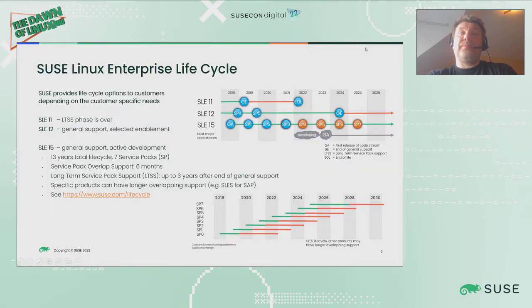So let's talk about SUSE Linux Enterprise lifecycle. We have three families that are currently active. It's SLE 11, SLE 12, and SLE 15. They're in different phases of the life cycle. SLE 11 has reached its end of life status. Its LTSS is over.